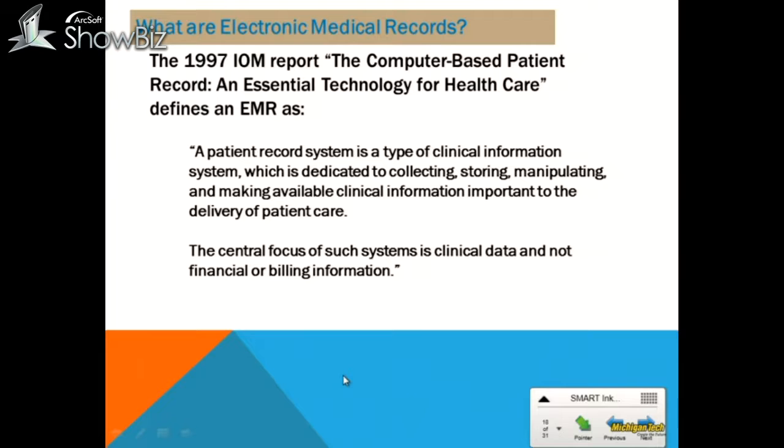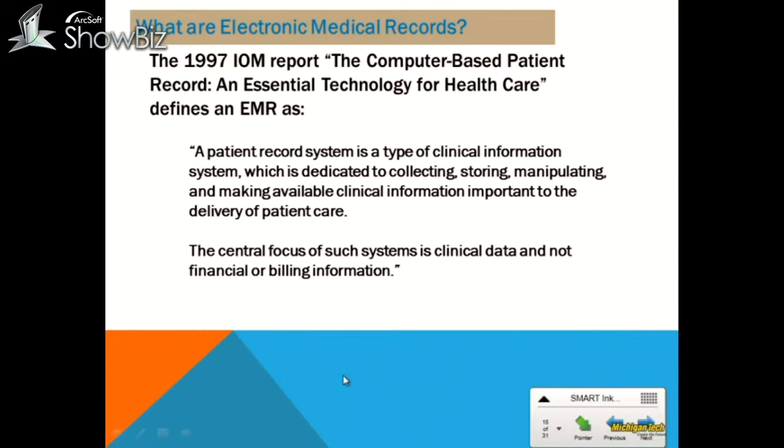There is also another definition, from 1997. The computer-based patient record is an efficient, essential technology for healthcare. This report defines EMR as a patient record system. It's a type of clinic information system which is dedicated to collecting, storing, manipulating, and making available clinic information important to the delivery of patient care.